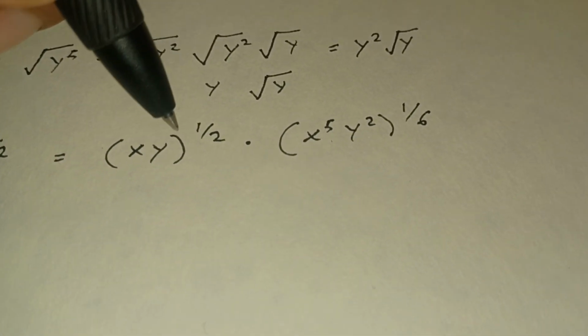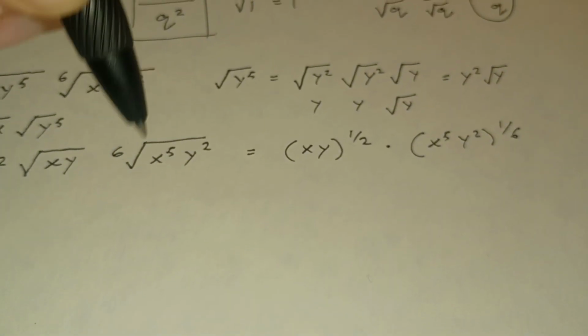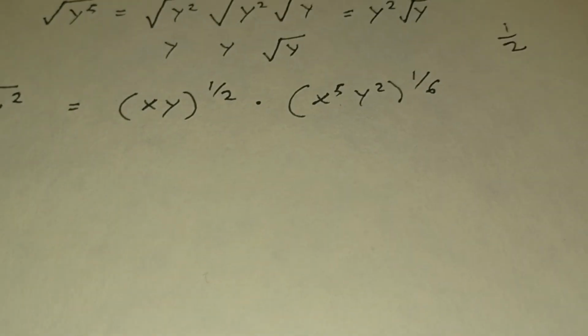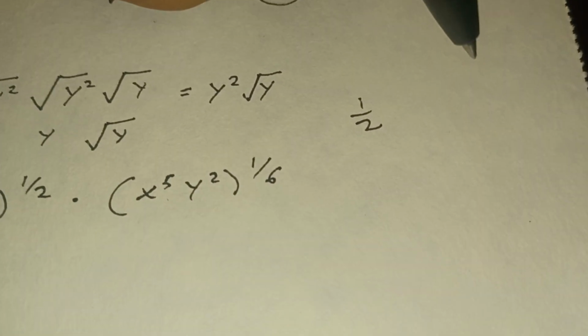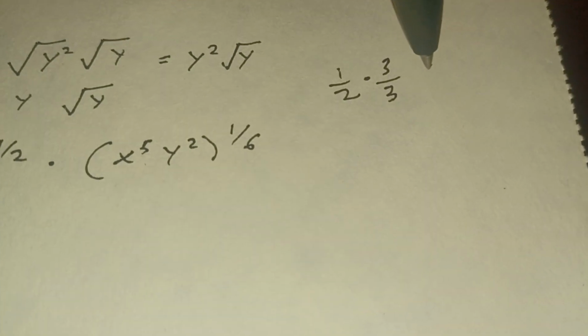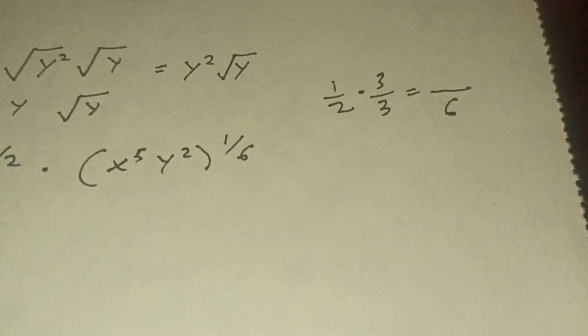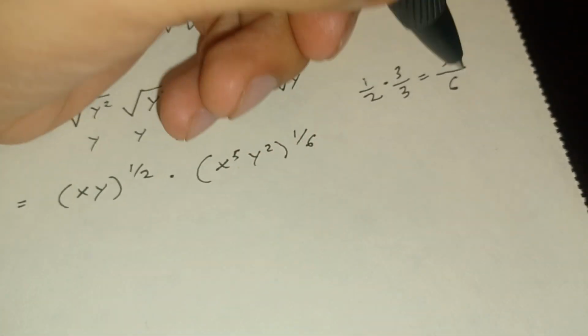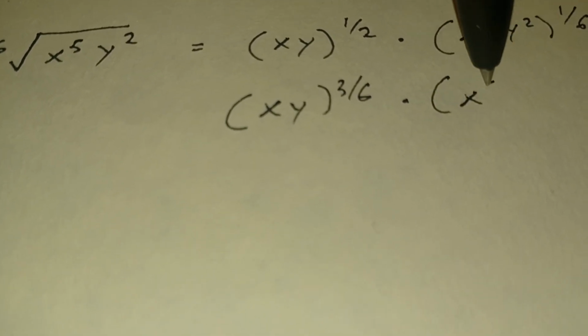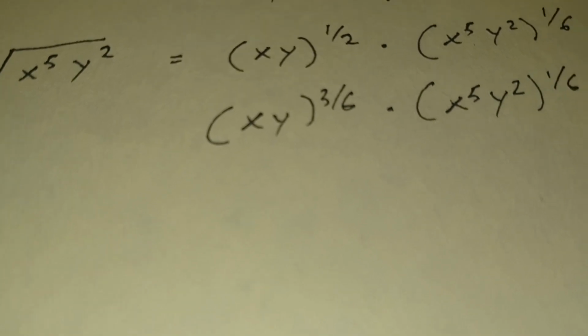So let's try and turn this into this to the 6th power. The way we do that is we take the least common multiple of 6. So we have this exponent 1/2. We want the denominator to be equal to 6, right? How do we do that? We multiply by 3 over 3 because that's the least common multiple of 6. That's going to give us 2 times 3 is 6, 1 times 3 is 3. So now we replace this exponent with the one we have here. So this becomes x times y to the 3/6 power, multiplied by x to the fifth power times y to the second power to the 1/6 power.